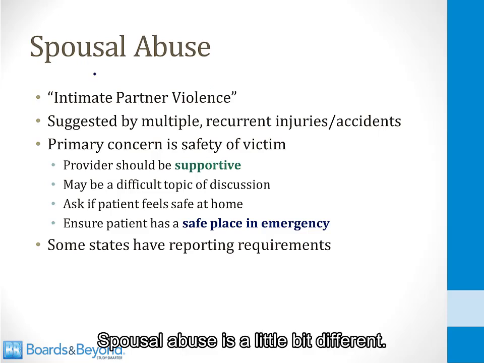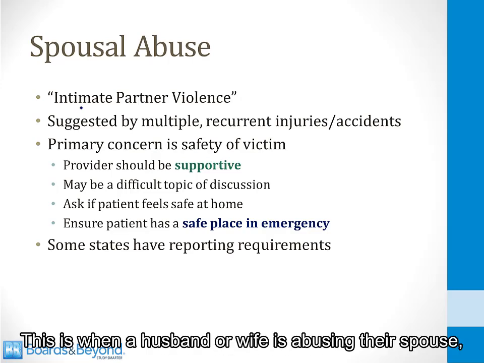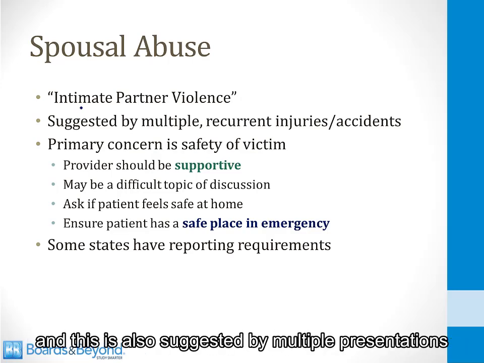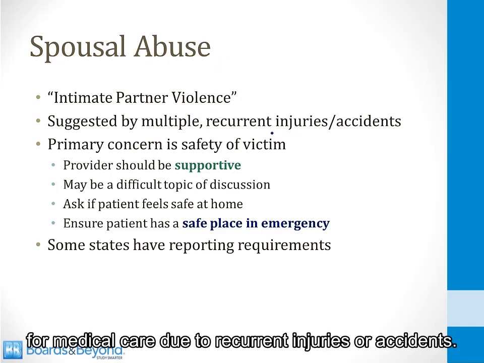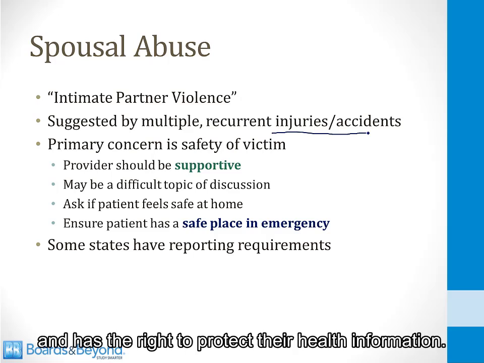Spousal abuse is a little bit different. Spousal abuse is what's known as intimate partner violence. This is when a husband or wife is abusing their spouse. And this is also suggested by multiple presentations for medical care due to recurrent injuries or accidents. In this case, the victim is an adult and has the right to protect their health information.